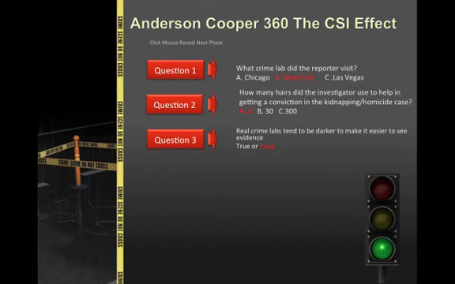All right, rookies. Almost the last question, but not quite yet. Real crime labs tend to be darker to make it easier to see evidence, true or false? It's cool in CSI, but it's false in the real world.